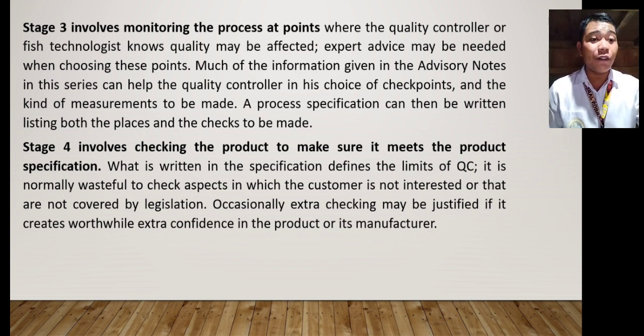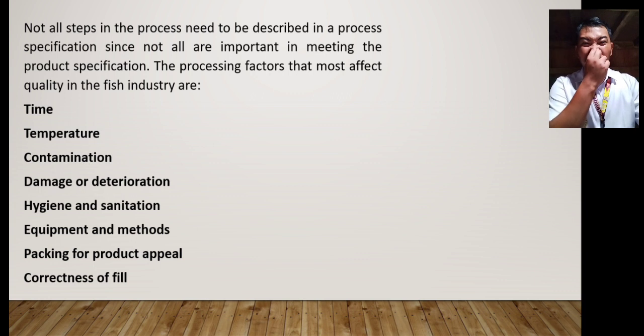The last stage involves checking the product to make sure it meets the product specification. What is written in the specification defines the limits of quality control. It is normally wasteful to check aspects in which the customer is not interested or that are not covered by legislation. Occasionally, extra checking may be justified if it creates worthwhile extra confidence in the product or its manufacturer. But not all steps in the process need to be described in a process specification, since not all are important in meeting the product specification.